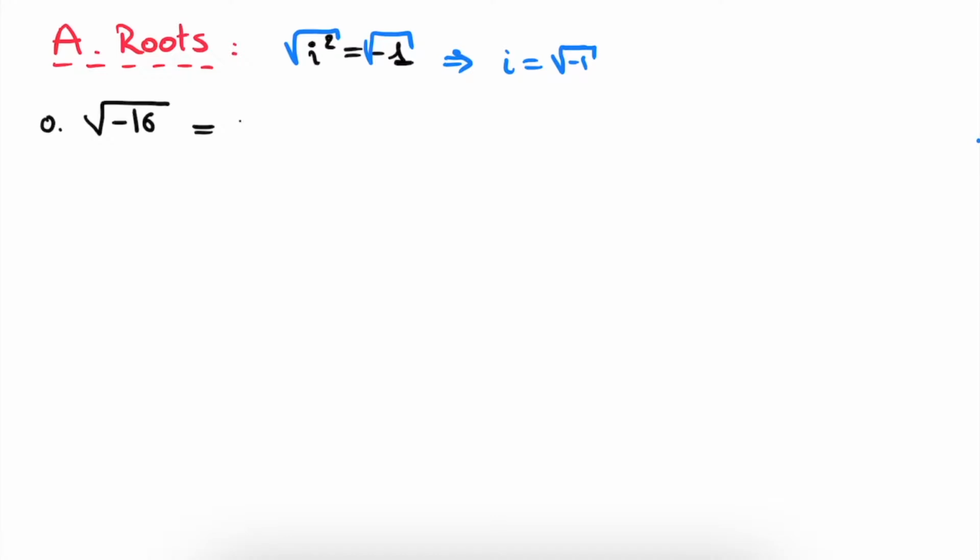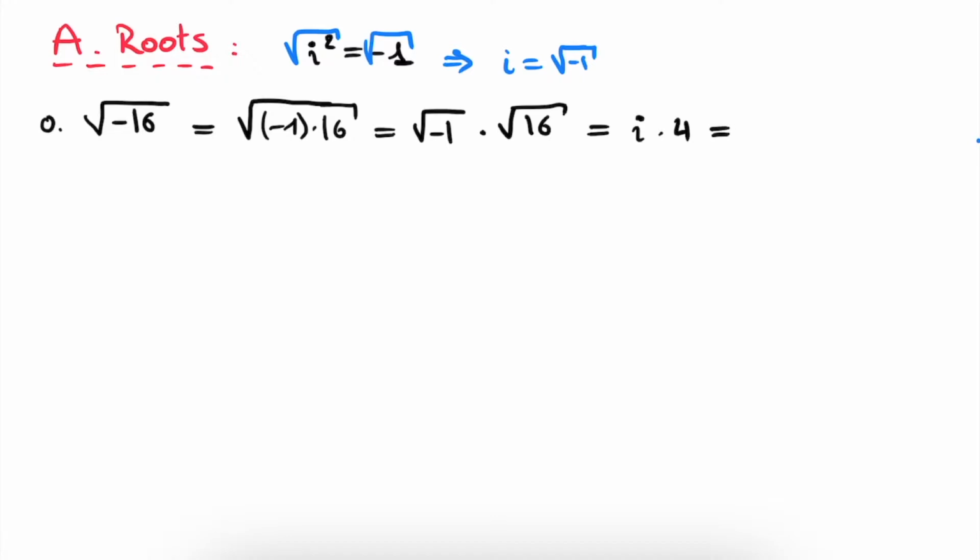And to solve this exercise, we first write this minus 16 as minus 1 multiplied by 16. And of course, we know that the square root of a product of two numbers is equal to the product of the square root of each of these two numbers. So the square root of minus 1 multiplied with the square root of 16. Now, we know, of course, that the square root of minus 1 is simply i, the imaginary unit. And we know that the square root of 16 is simply 4.